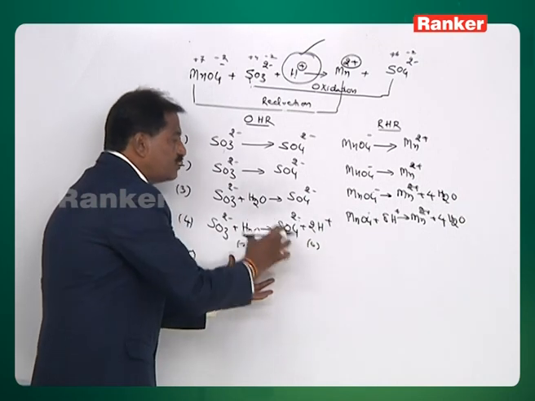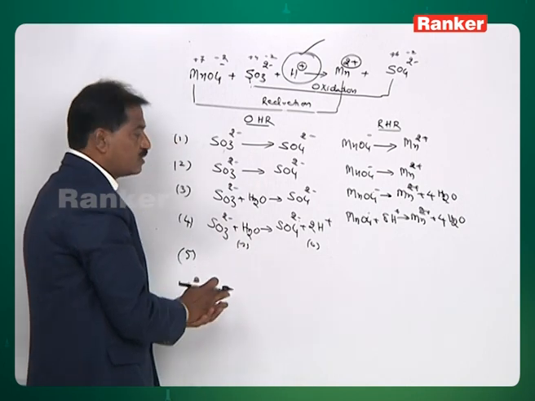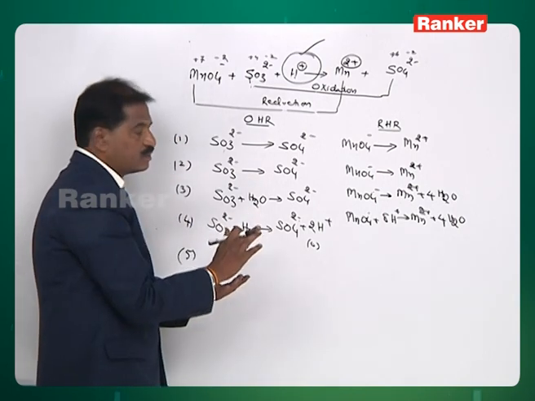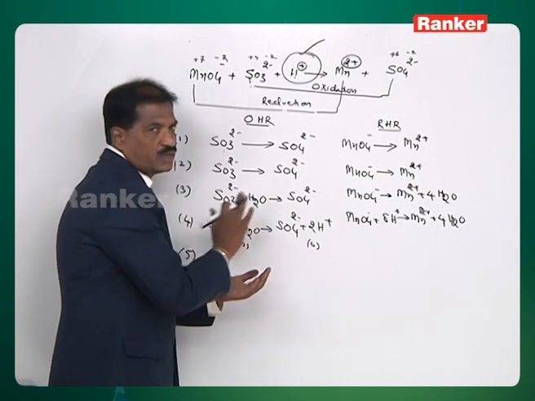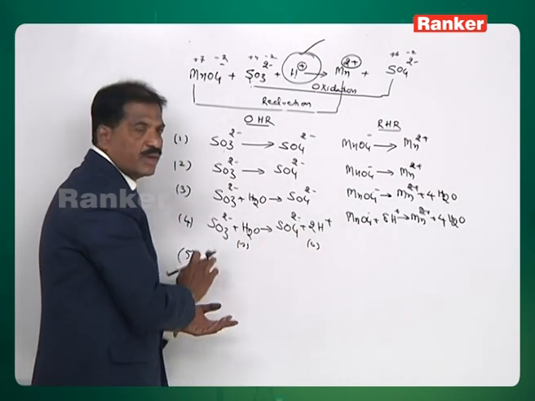For balancing of the charge, always we have to add the electrons. We should not subtract the electrons. We should not add the protons or any other species. Only by adding electrons, the charge has to be balanced.